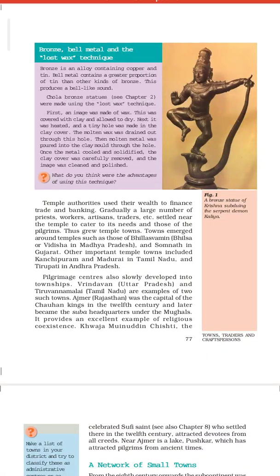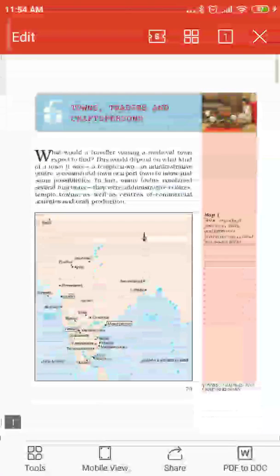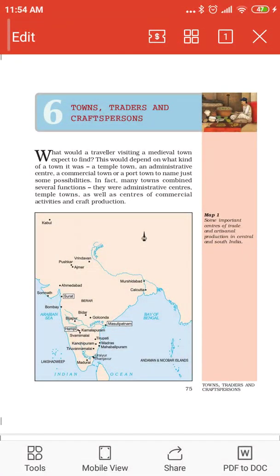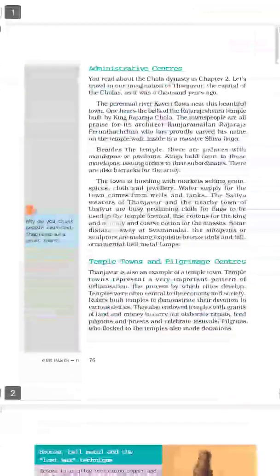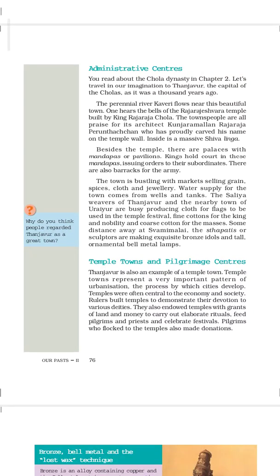Guys, I'm glad to meet you back in my next chapter, which is chapter 6. As we were talking about towns, traders, and craftspersons, we talked about the map and the introduction in the first video. In the second video, we talked about administrative centers, temple towns, and pilgrim towns. We also did a question right down here.